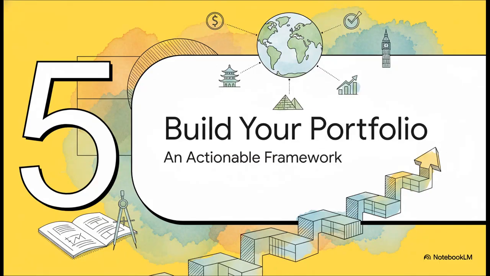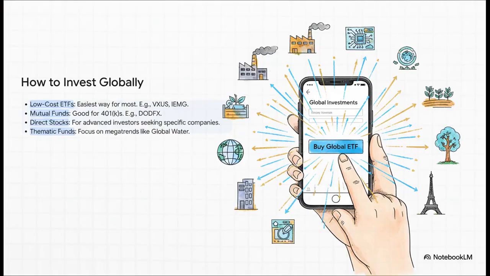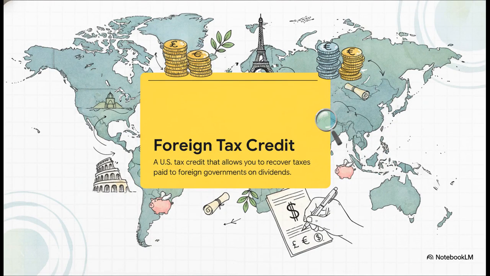Okay, so how do you actually put all this into practice? Let's walk through a really simple, effective framework to get started building your own global portfolio. And here's the great news. It is easier now than it has ever been. For most people, the simplest way is a single, low-cost ETF, an exchange-traded fund. Just think of it like a basket that holds thousands of international stocks, giving you instant diversification with just one click.